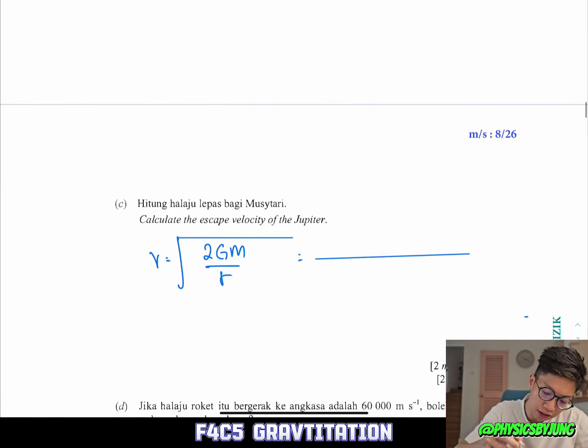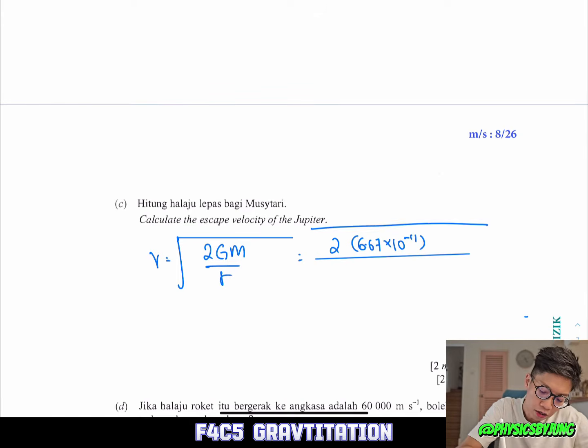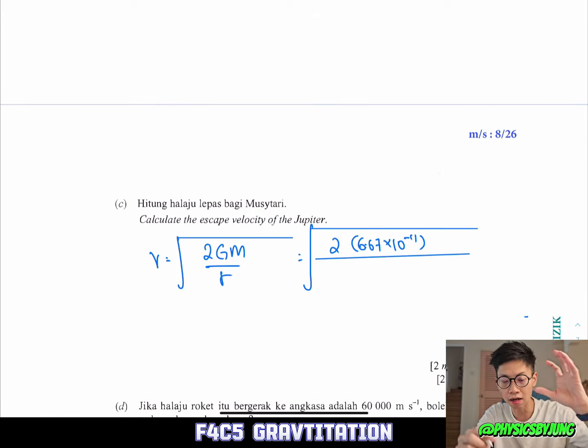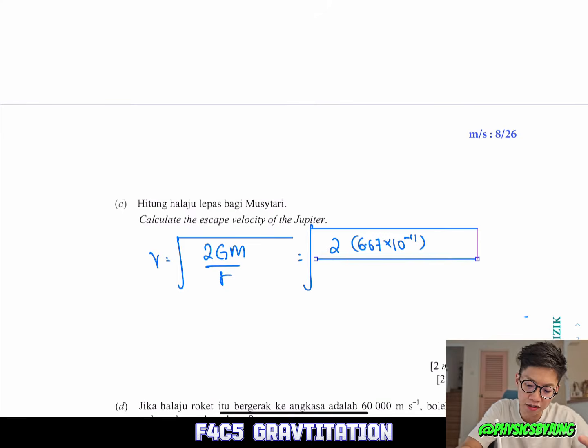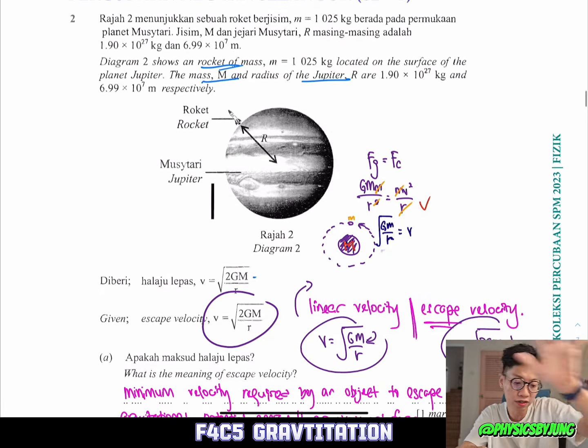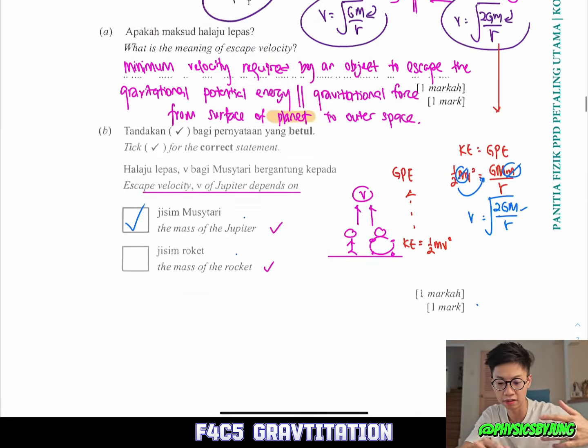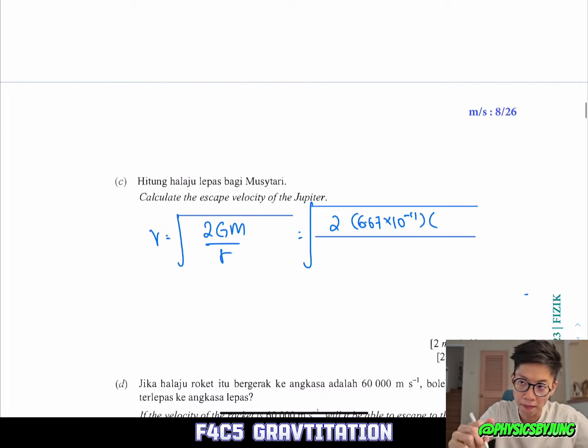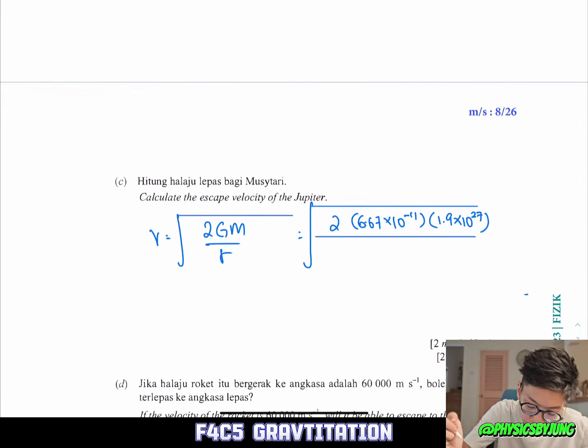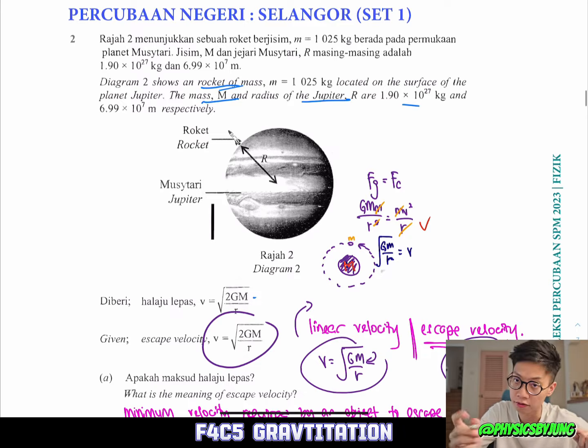You just have to make sure that this is 2. So your G is 6.67 times 10 to the power of negative 11. This gravitational constant can be found in the formula sheet in front. You need to use that because in the exam, they won't give you the G value in the question. Alright? So what is the mass of Jupiter? It is 1.9 times 10 to the power 27.